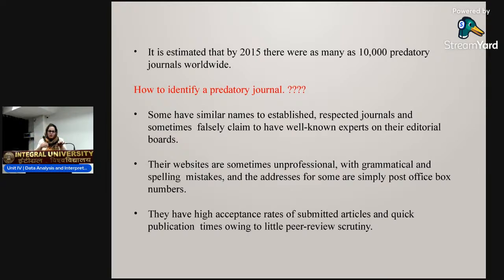If we put in a Google search for ourselves, there are chances that we would be part of editorial boards who never asked for our consent, right? So they put people in their committees without their consent too, if someone is high profile or publishing very well. Their websites are sometimes unprofessional, but now this is an old story. Earlier you could figure out from the website that it's not a good journal, but now they are creating websites as professional as the real ones.